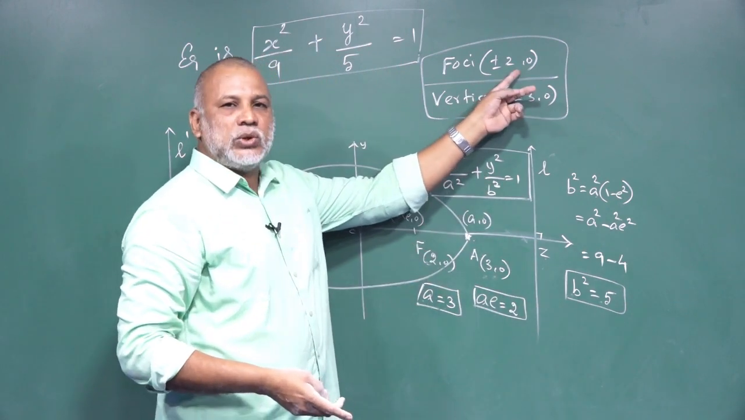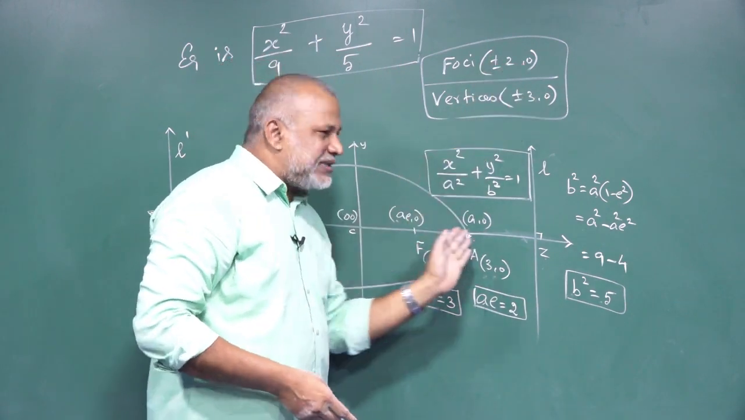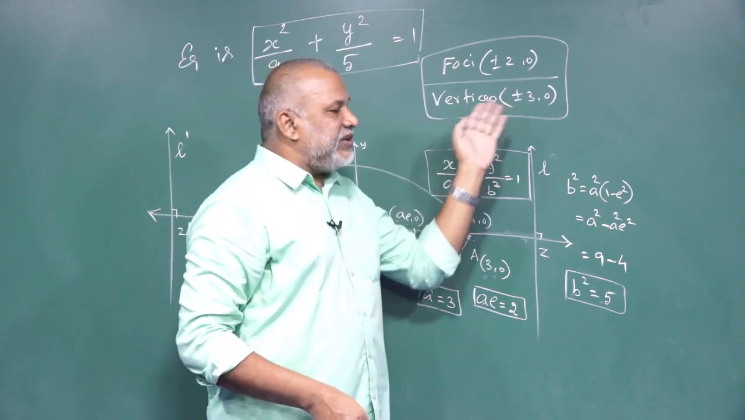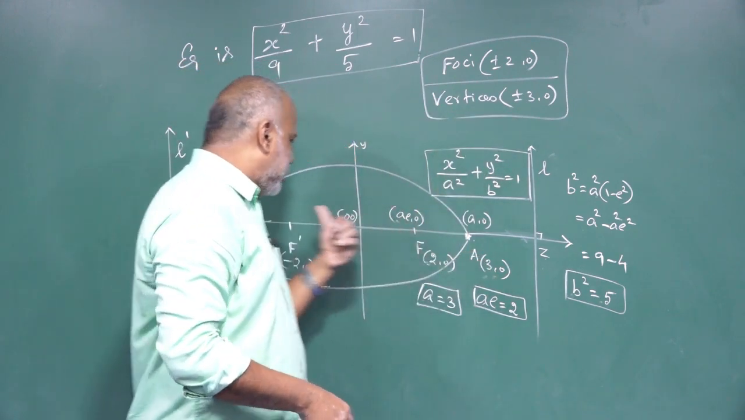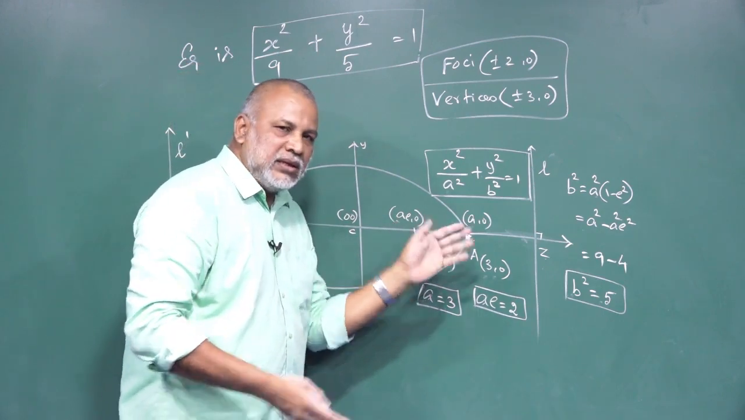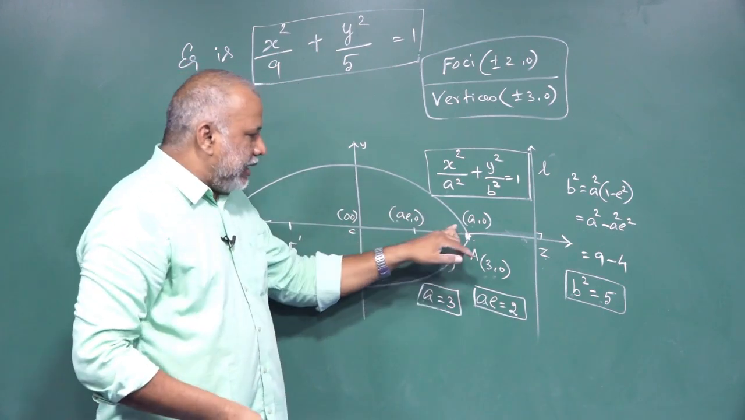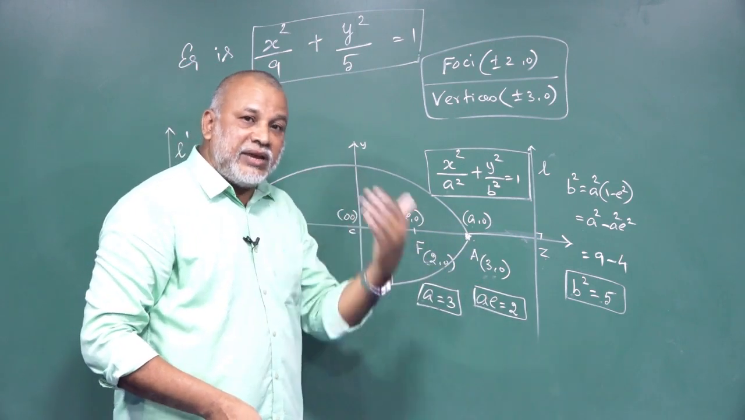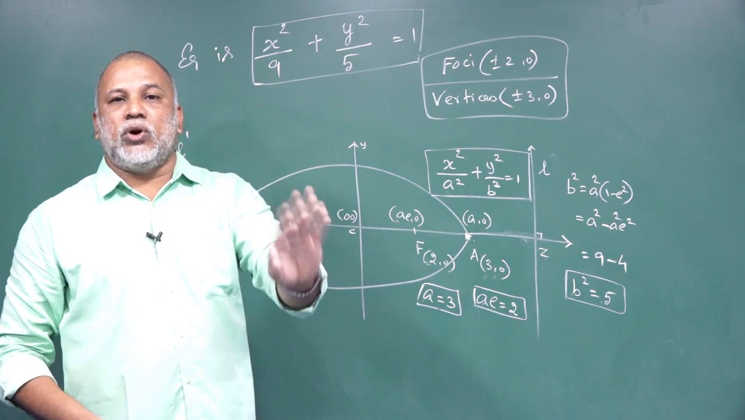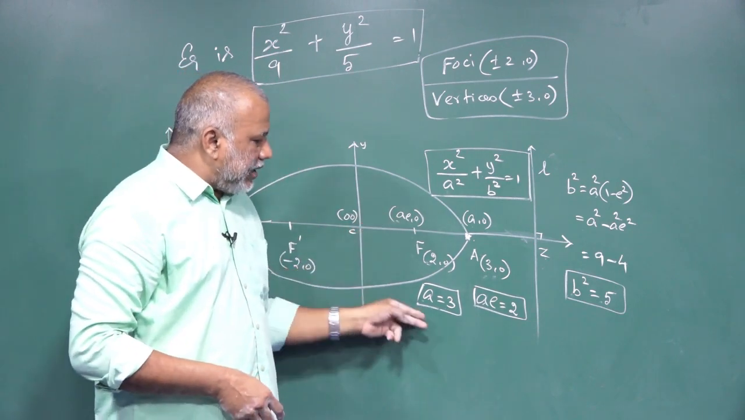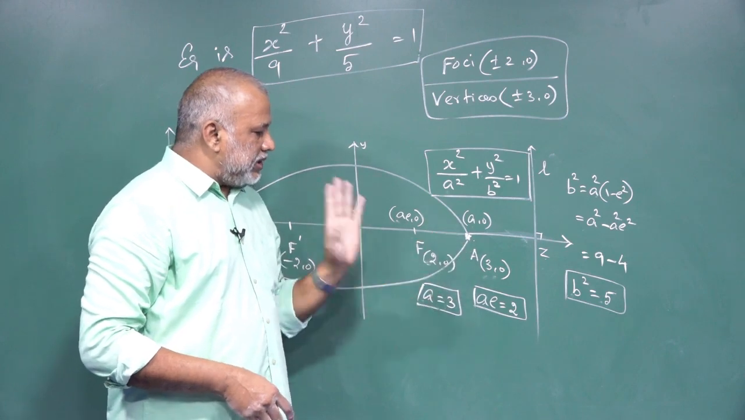So plus or minus 2, 0 must lie on the x-axis only. In the same way the vertices: 3, 0 and minus 3, 0. Then compare these two data with the help of the standard one. It must be a, 0 and ae, 0. So that we derived all the standard results: foci, vertices, directrices, like that. So ae equal to 2, a equal to 3.